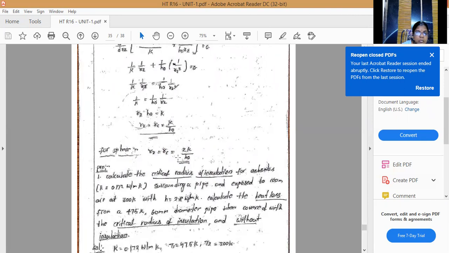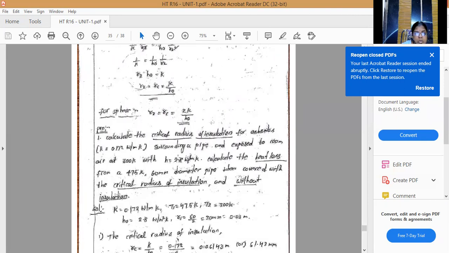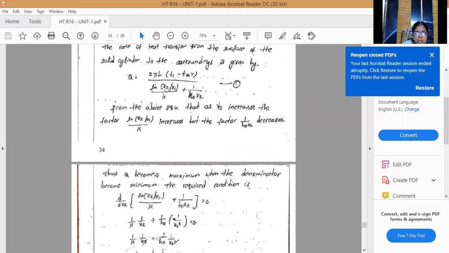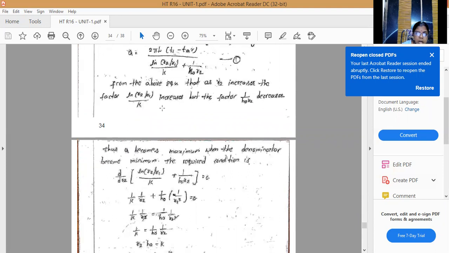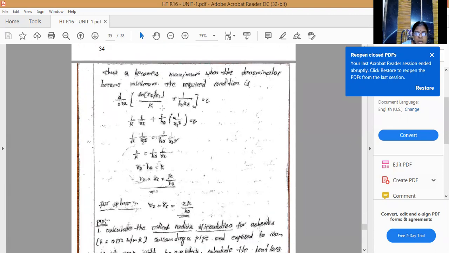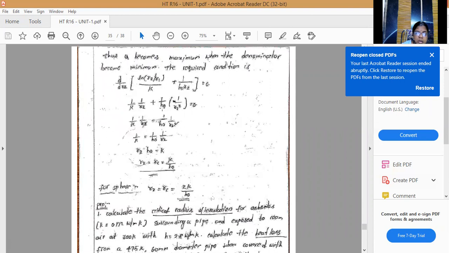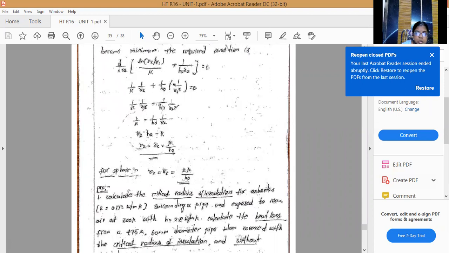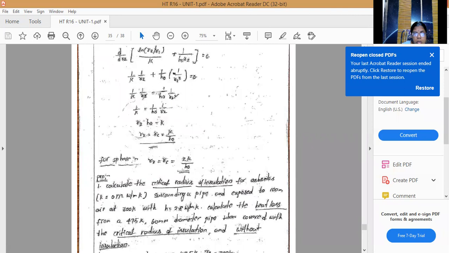When we look at the sphere, it is the same approach, but here we just replace the areas. Instead of 2 pi R L, we replace it with 4 pi R1 R2. Just replacing the areas, the critical radius of insulation for a sphere finally comes out as 2K by H naught. Okay, 2K by H naught.